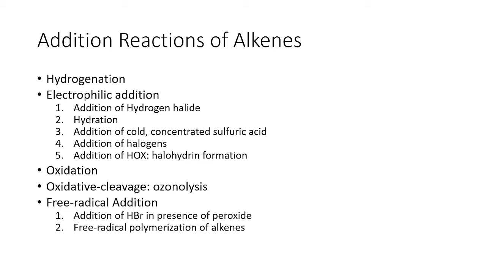We also have oxidation, which, as you may have remembered, is just the addition of oxygen atoms to our molecule. Then we have free radical addition involving addition of HBr in the presence of peroxide. Peroxide depends on the type of peroxide. And also we have the free radical polymerization of alkenes. So basically, that's all of the addition reactions that we will be talking about for alkenes. We have a separate discussion regarding the reactions that happen with dienes, which we will discuss later in this video.